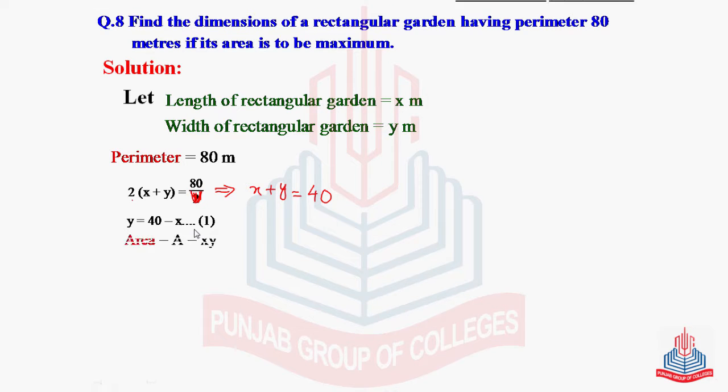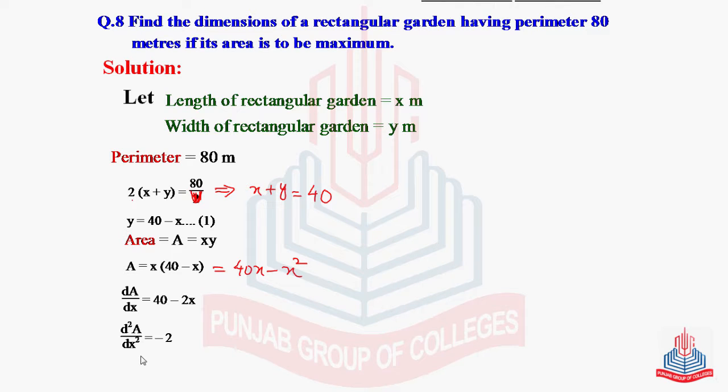Now our objective is to get the maximum area, and the formula of area is x into y. So that will become A is equal to x into y, where the value of y is 40 minus x. So finally the area is 40x minus x square. This area must be maximum, so we have to take the first derivative and second derivative. Here is the first derivative, which is 40 minus 2x, and the second derivative is minus 2.